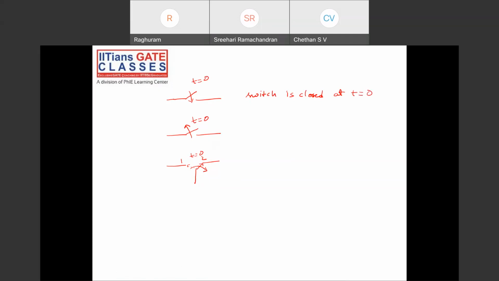What does the second one indicate? Opened at t equal to 0. The switch, I will call it S. Switch S is opened at t equal to 0.